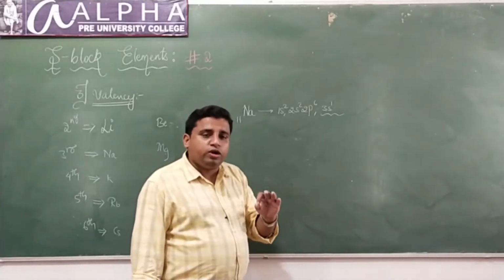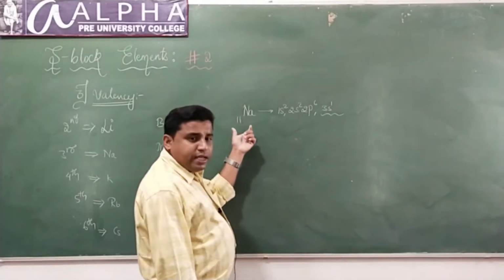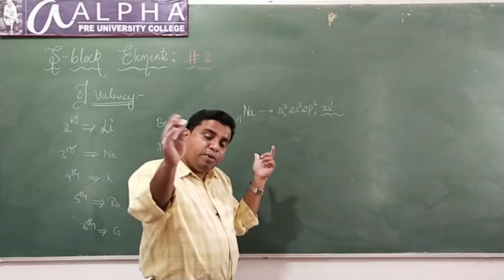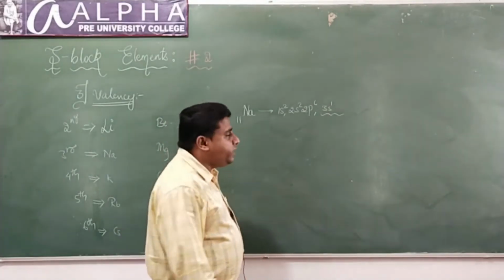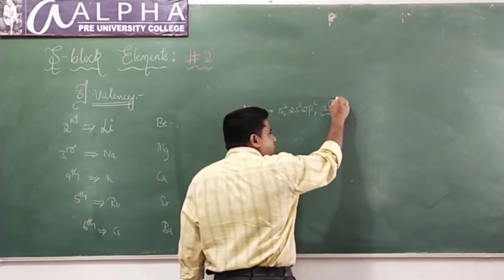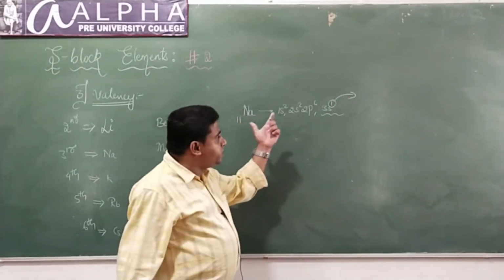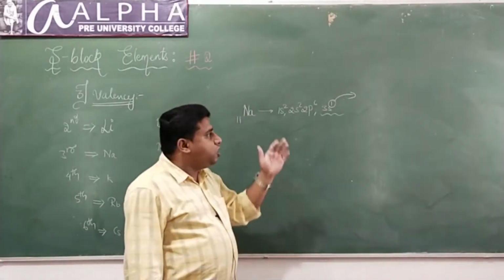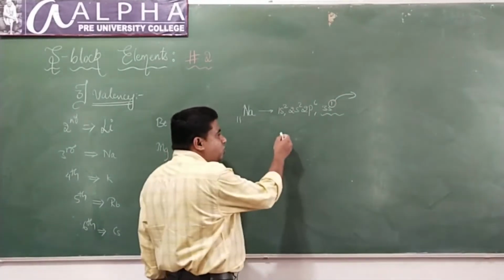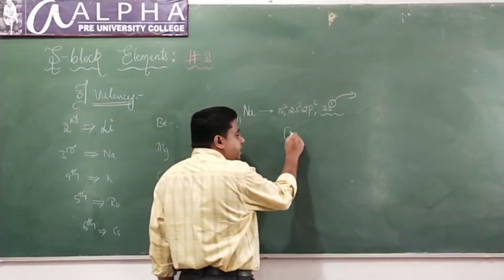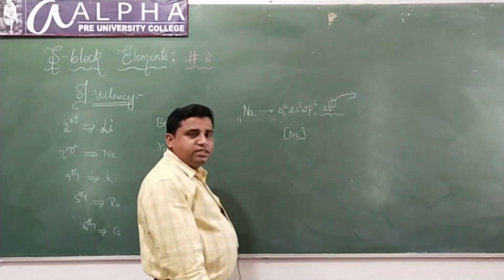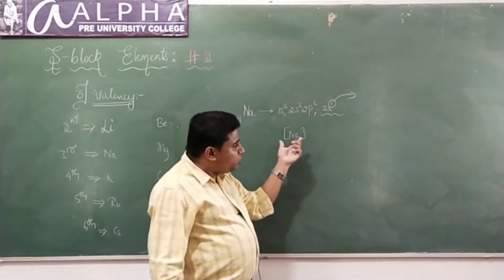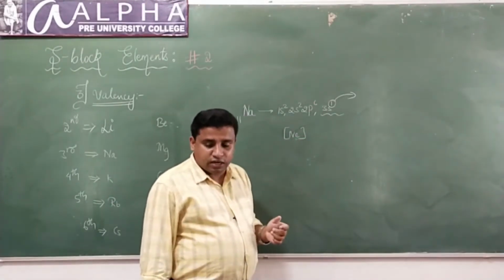Therefore, what is sodium going to do? Instead of waiting for somebody to give 7 electrons, it will lose its 1 electron. It is going to lose its outermost electron. When it loses its outermost electron, look here, it will attain neon gas configuration, isn't it? Upon losing its outermost electron, it is going to attain noble gas configuration.